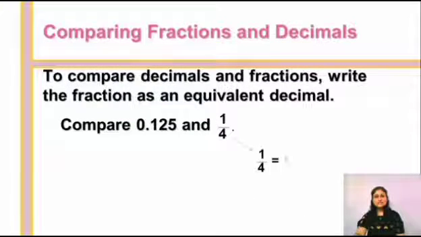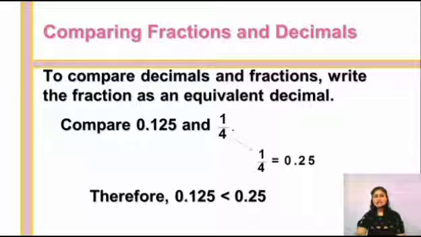To compare decimals and fractions, write the fraction as an equivalent decimal. Compare 0.125 and 1 upon 4, and you can write 1 upon 4 as a decimal as 0.25. Therefore, here after the decimal point we have 1 in one number and we have 2 in another number. So we know that 1 is less than 2. So 0.125 is less than 0.25.